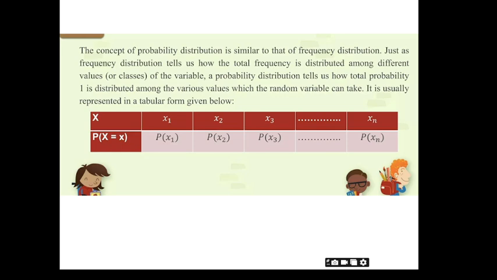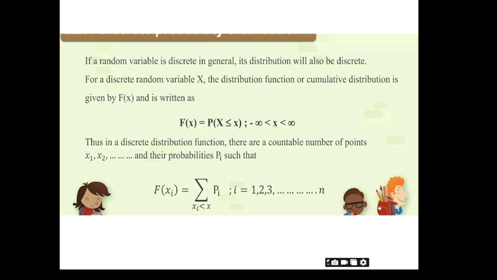This table shows that capital X is the random variable, that is x1, x2, x3, etc., xn. These are the values of the random variable. P of X equal to x, that is p of x1, p of x2, etc., represents the corresponding probabilities of x1, x2, etc. If a random variable is discrete, in general its distribution is also discrete.